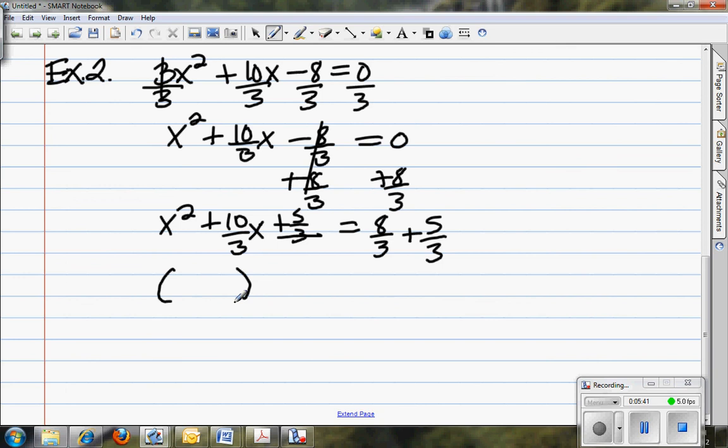This then simplifies. Let's see. Wait, I made a mistake. Hopefully somebody caught it. If not, look at what my mistake was. We shouldn't be adding 5 thirds to both sides. I just took half of b. I didn't square it yet.